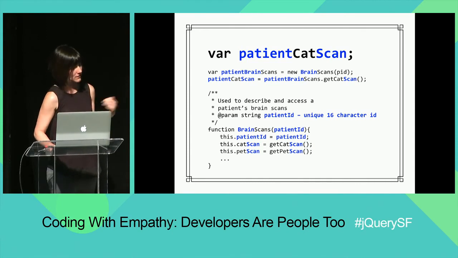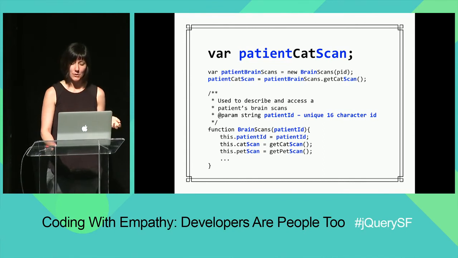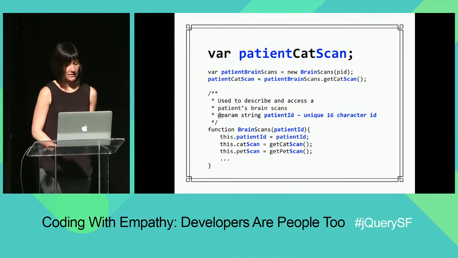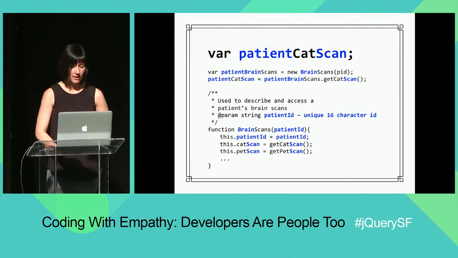Okay, so we made a bunch of name changes. So now things are looking a little bit clearer and readable, maybe even usable. But we're also starting to get kind of verbose, like we have patient brain scans and patient cat scans. And I'm going to argue that this is actually okay. Certainly you want to use your own discretion here, but naming things is hard, and we want to provide readable code to our fellow developers.